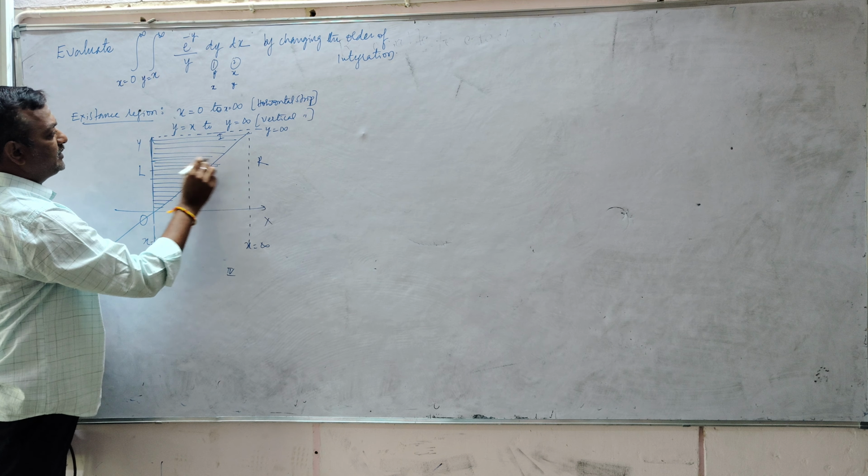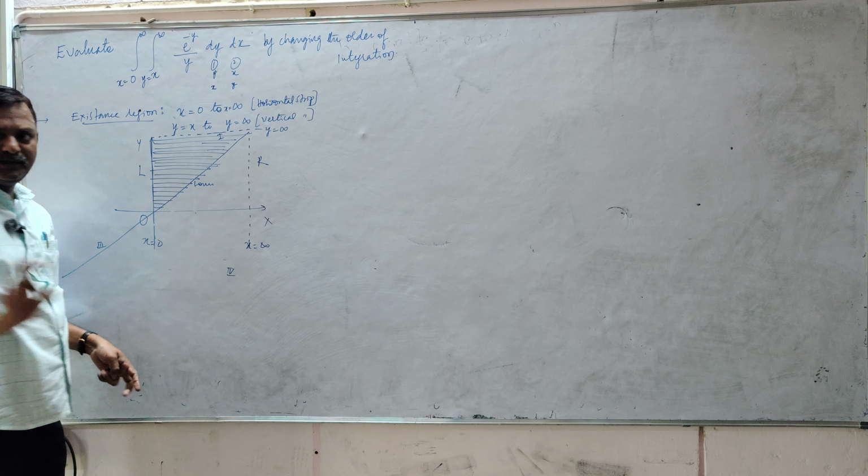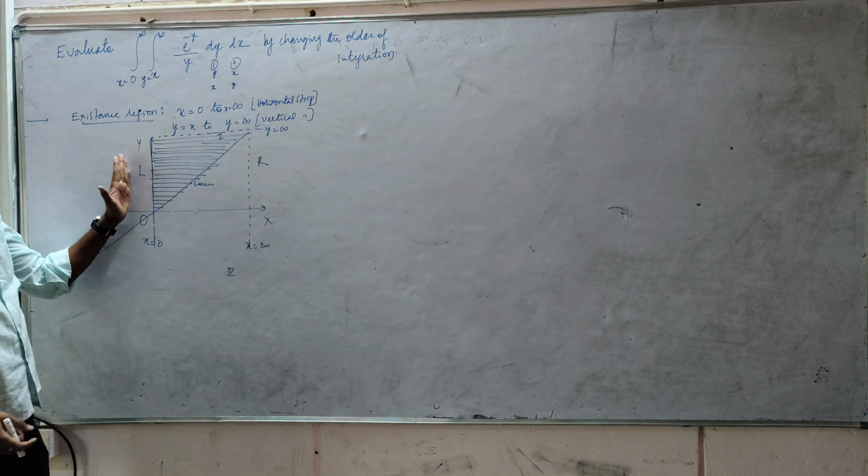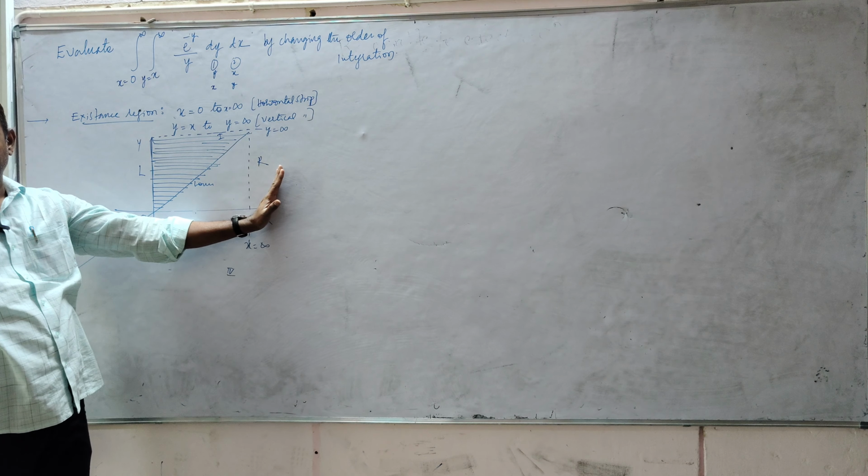If you have any doubt, please ask me. Okay, I will tell you once again. Left to right means x value. The right value is what? I don't know exactly because it is infinity.